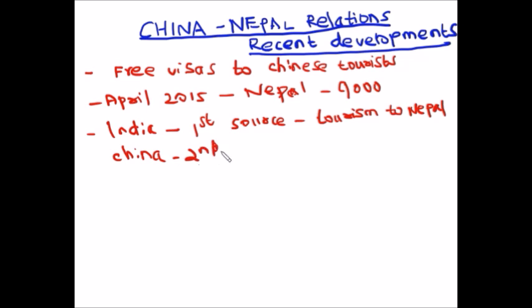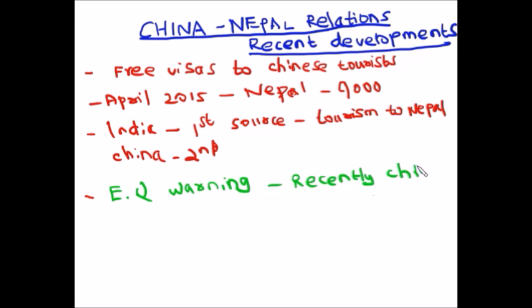After the earthquake, many countries warned their citizens to stay away from Nepal because of the massive potential of earthquakes. China also gave a warning to its citizens after the April 2015 earthquake, but recently China lifted the Nepal warning, and after that Nepal granted free visas to the visitors coming from China.